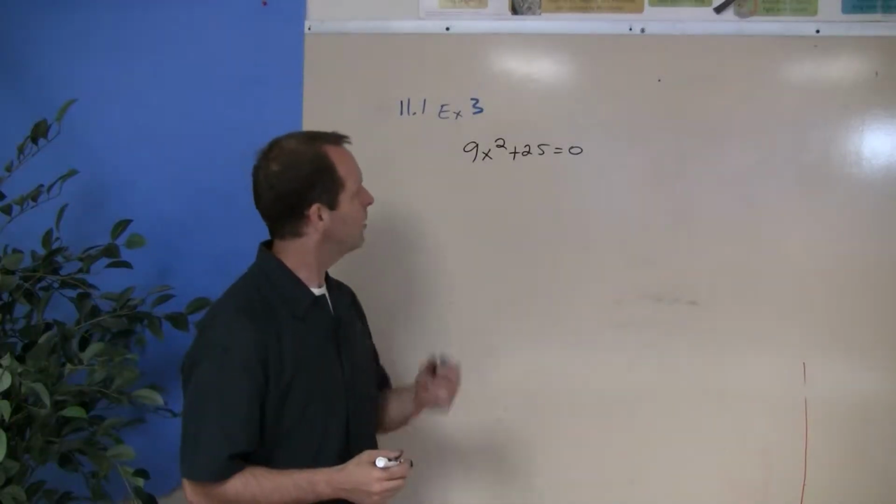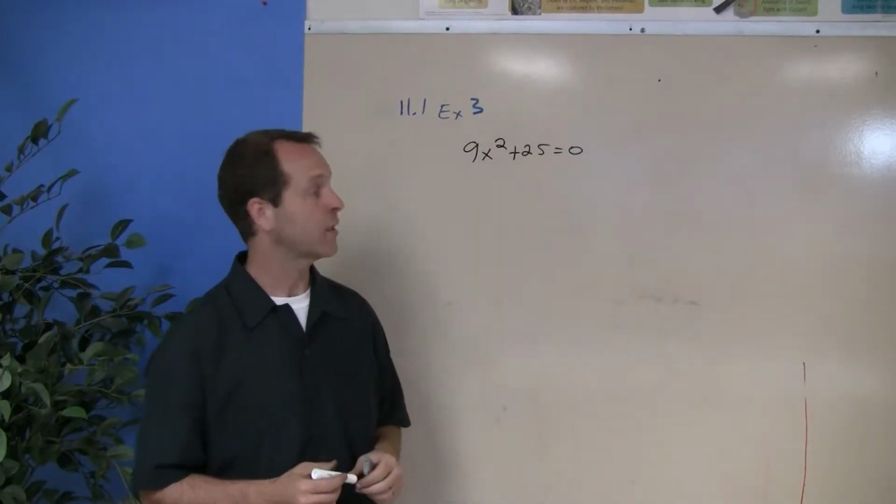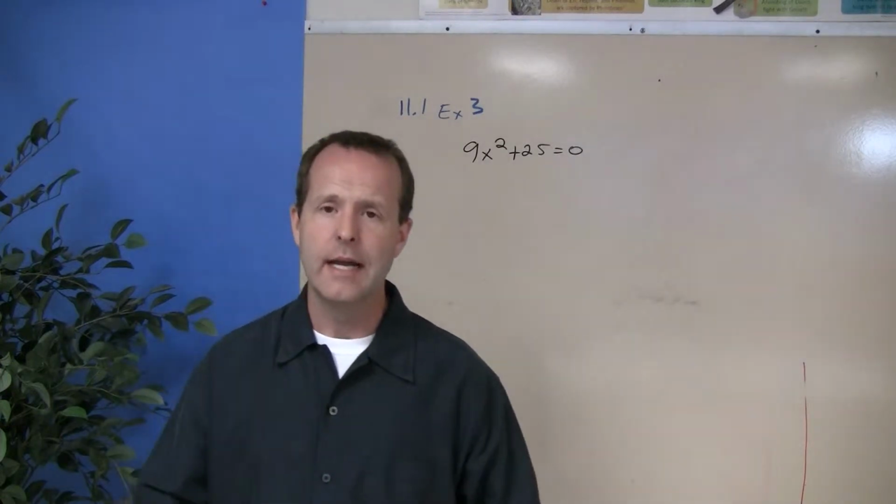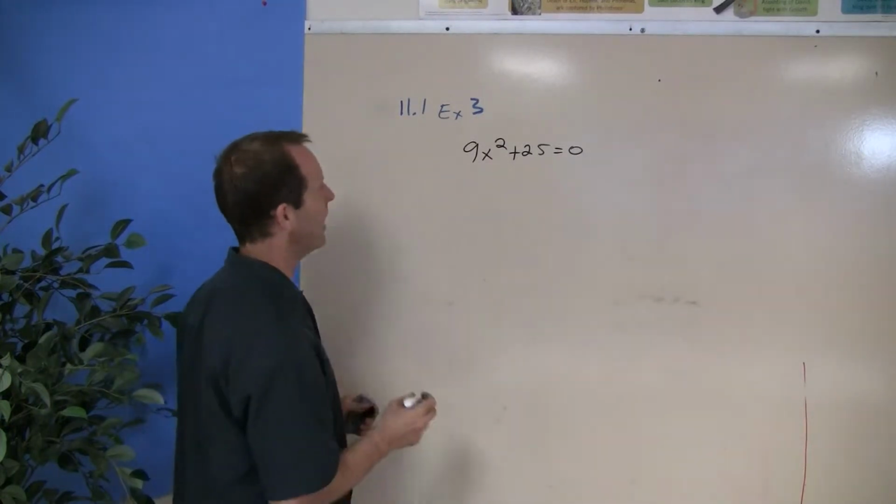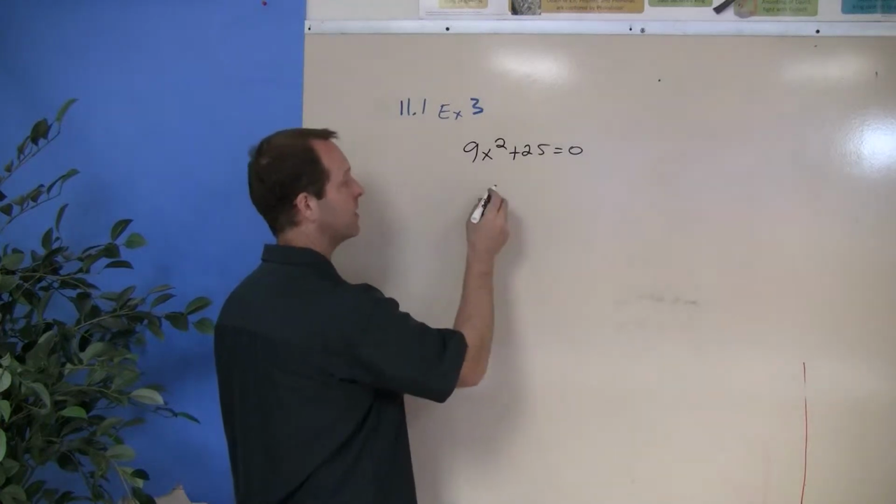Let's look at another quadratic equation that we have here. 9x squared plus 25 equals 0. And let's solve this one. 9x squared, let's add a negative 25 to both sides.